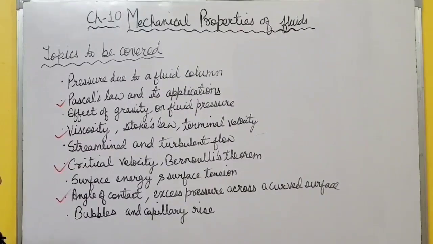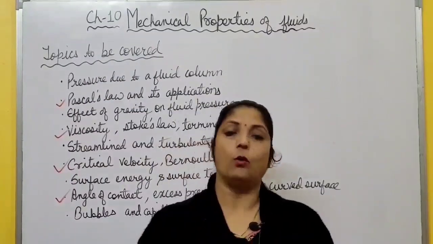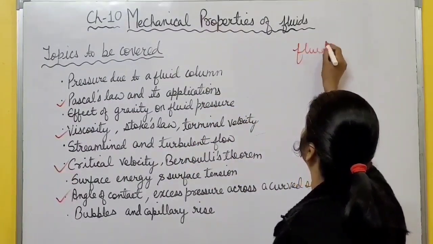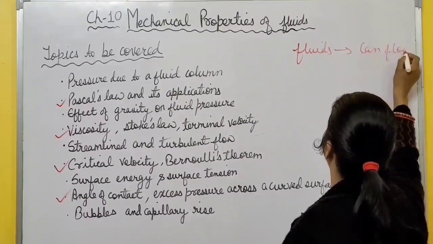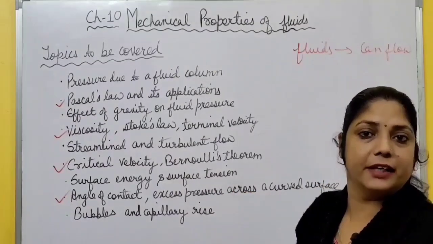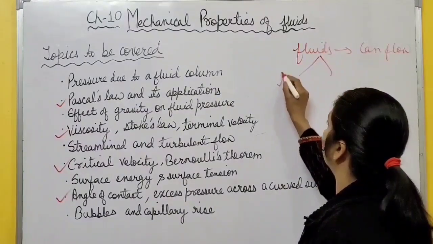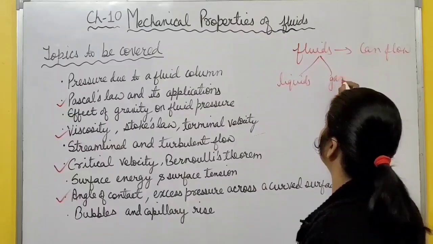Let us start first. What is this chapter name? Mechanical properties of fluids. What is this fluids? Fluids are any substance which can flow. It has no definite shape and size. It takes the shape of the container in which it is placed. And these fluids are of two types. One is liquids, another one is gases.